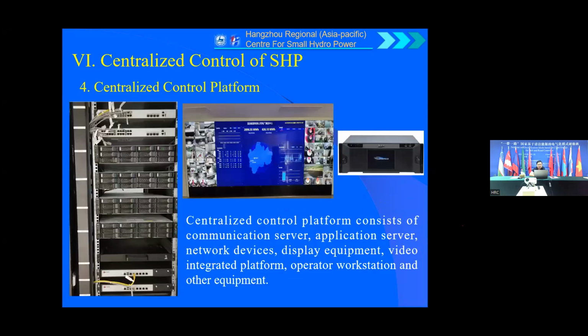Okay. The fourth part is about the centralized control platform. The centralized control platform consists of communication server, application server, network devices, display equipment, video integrated platform, operation workstation and other equipment.